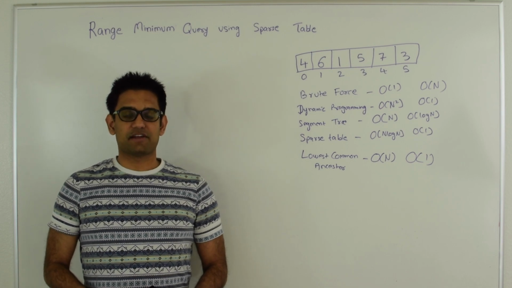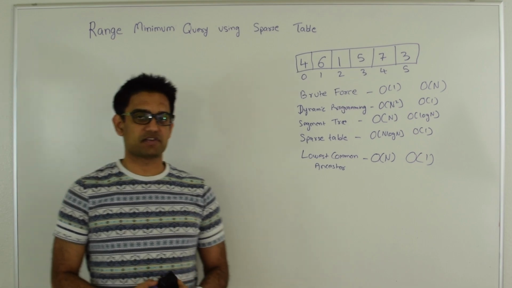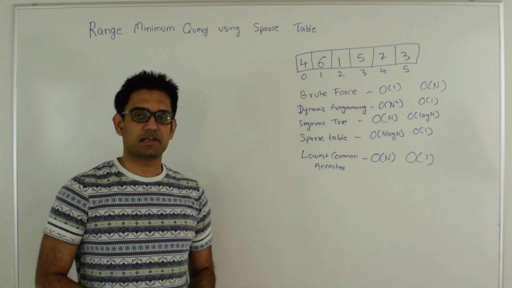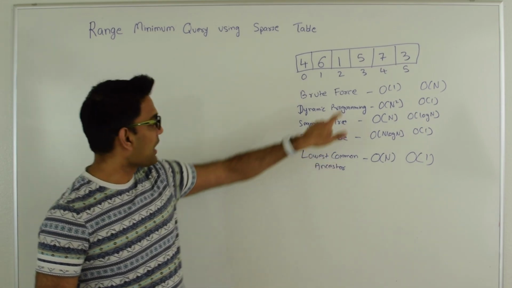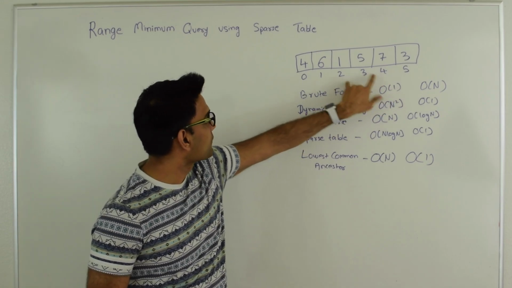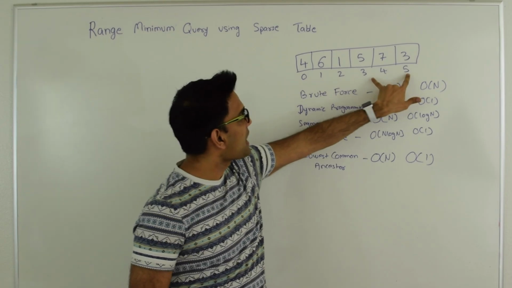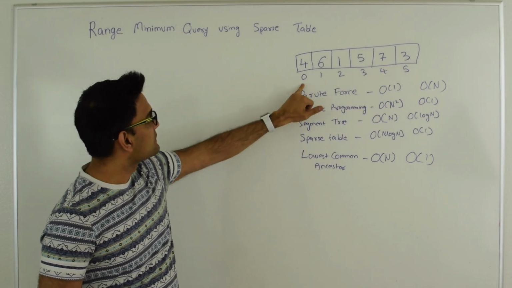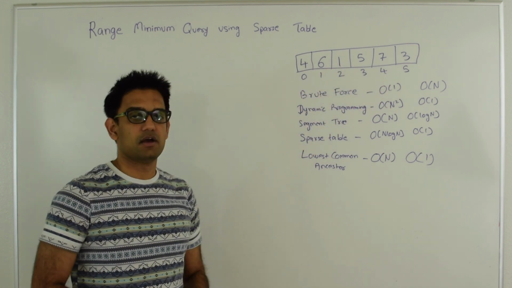Friends, my name is Tushar and today I'm going to talk about how to do range minimum query using sparse table. So what is range minimum query? Let's suppose you are given an array, then you have to find what is the minimum between i and j. For example, if i is 2 and j is 4, then the minimum between 2 and 4 is 1. Also if i is 3 and j is 5, then the minimum between i and j is 3. If i is 0 and j is 4, then the minimum from 0 to 4 again is 1.